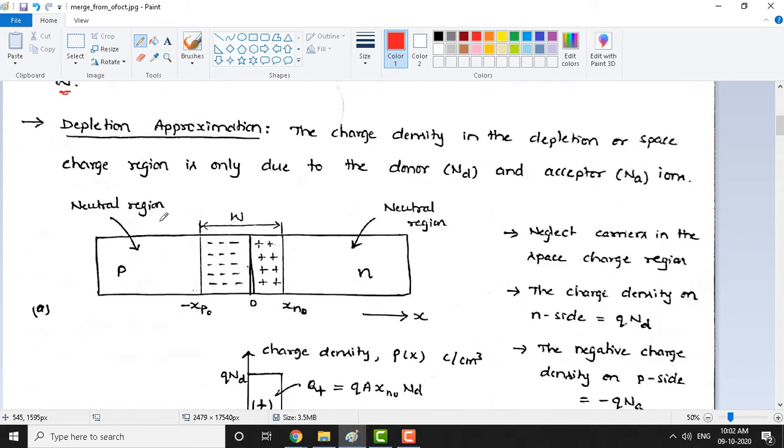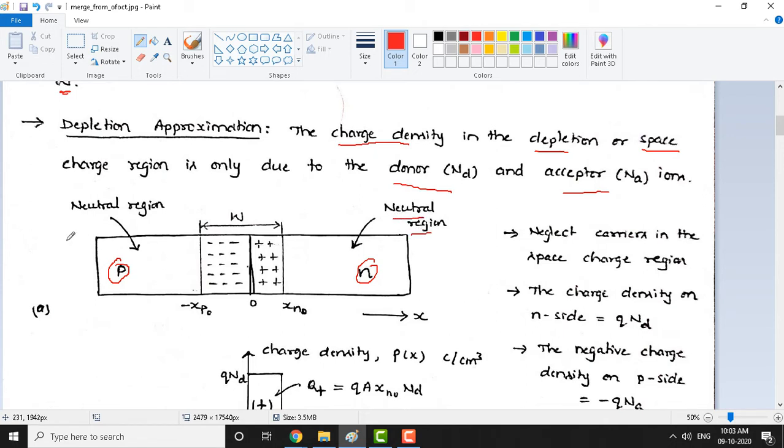Depletion approximation means the charge density, which is measured in coulomb per centimeter cube, in the depletion or space charge region is only due to the donor and acceptor ions. What do you mean by this? You can see here a p-n junction: this is the p semiconductor region, this is the n side, and we call this the neutral region.